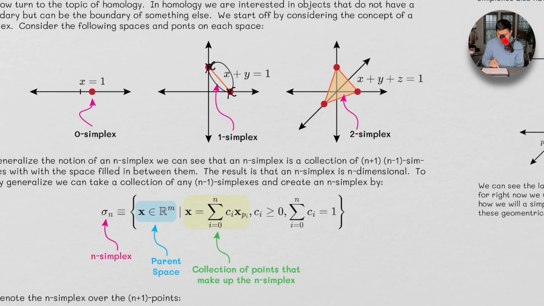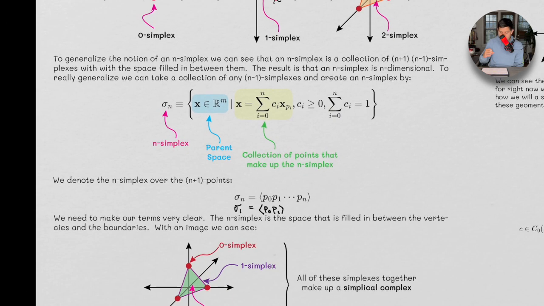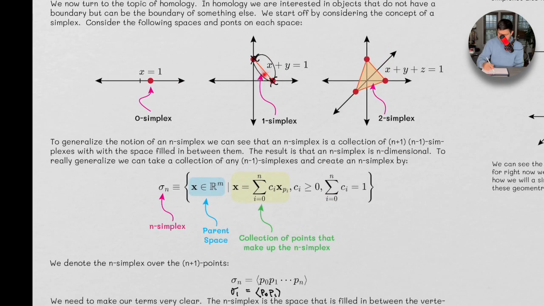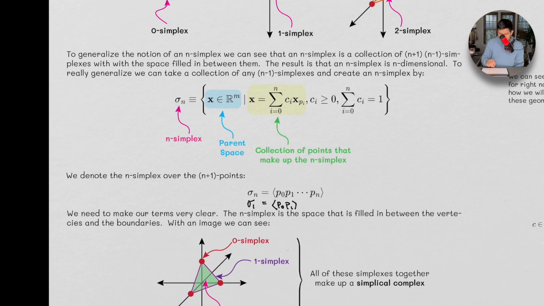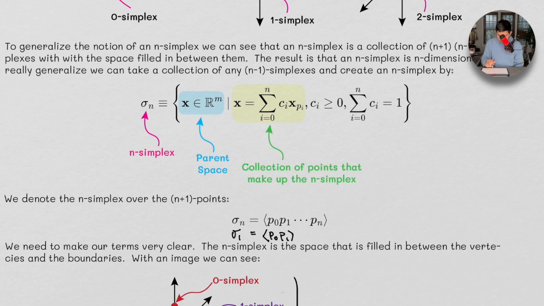So if we're looking at a 1 simplex, for example, this is going to be 2 0 simplexes, right? So 1, 2. The result is that an n simplex is n-dimensional. What that means is that our 1 simplex is a 1-dimensional line, our 2 simplex is a 2-dimensional area, and so forth. So we could take a collection of n minus 1 simplexes then and create an n simplex. And we do that in the following way.